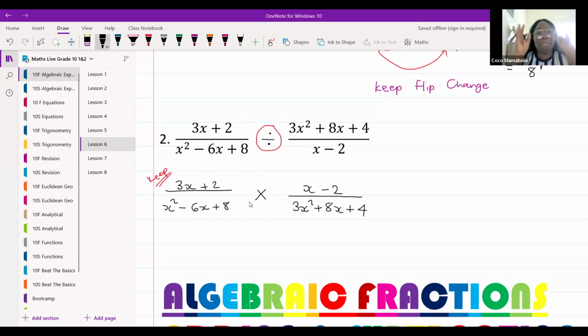Well done. Amazing. Before you go, Amanda, I want to ask you, now that we've done the keep, flip, change, what was ma'am's initial rule about fractions? What should we do before we even start doing things with them together? What must we do? I think you should find the highest common factor. Correct. We must factorize. Good.